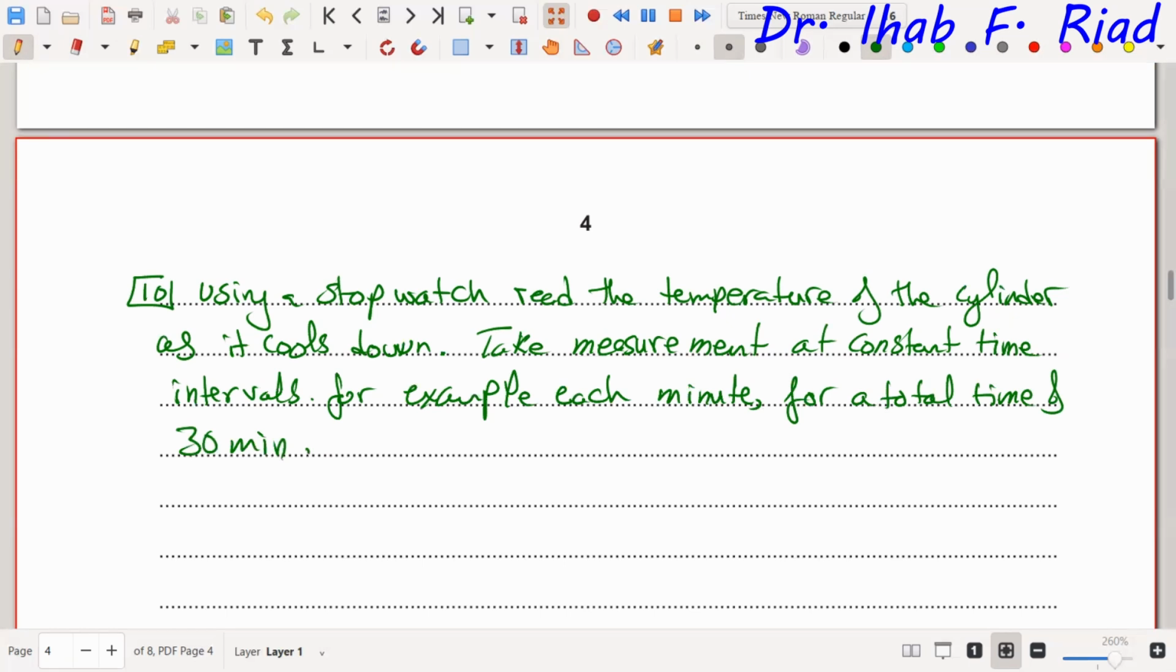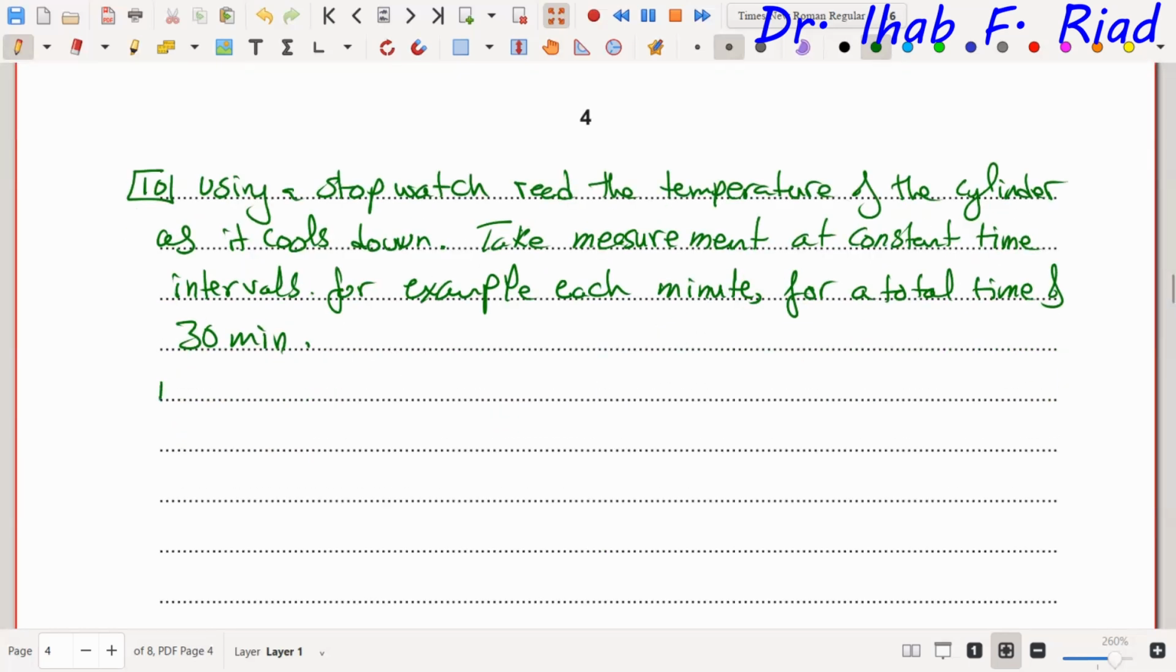There is nothing fixed about 1 minute and 30 minutes. It could be every 2 minutes and for a total time of 15 minutes. So there is nothing fixed. But what we need to emphasize for him, we are going to take measurements of temperature at constant time intervals, for a certain period of time. This is what we need to tell him. 11, tabulate the readings in the table below.